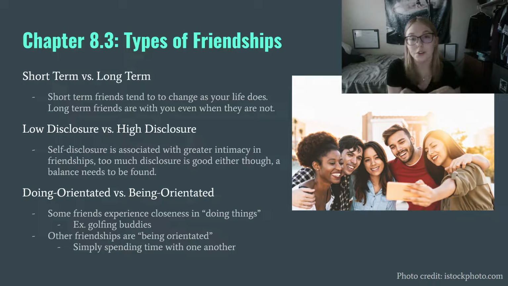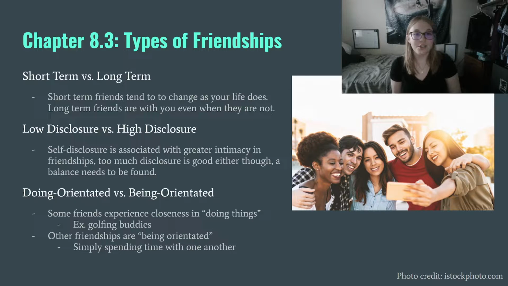So, for our first one, we have short term versus long term. Our short term friendships are friends that change as our life does. For example, this could be a friend that you have in one of your high school classes, and then once you leave that class, you're no longer friends. Your long term friends are your short term friends that turn into long term friends. That means you tend to hang out longer, or you continue to maintain that friendship even after that class is over.